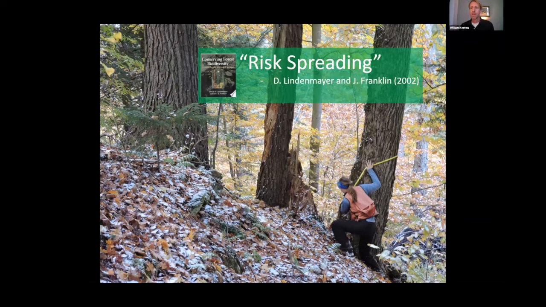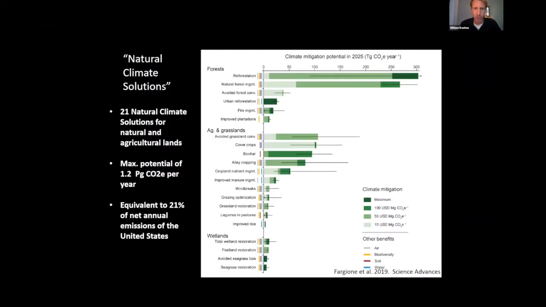This is important as an insurance policy to spread the risk a little bit, because we aren't certain how any one particular approach is going to play out over the next 100 years, particularly in the context of climate change and invasive species and potential loss of foundational species like hemlock and other things. So we have to spread the risk a little bit and try different things. A portfolio of carbon forestry options and risk spreading, those are the two key concepts for my talk.